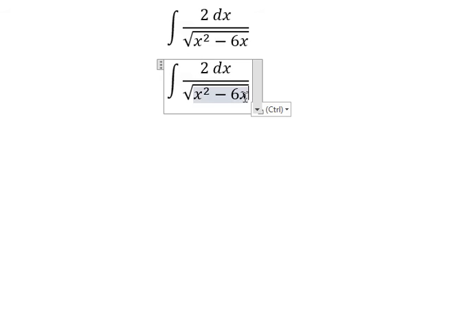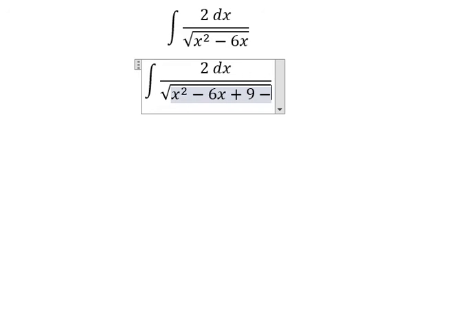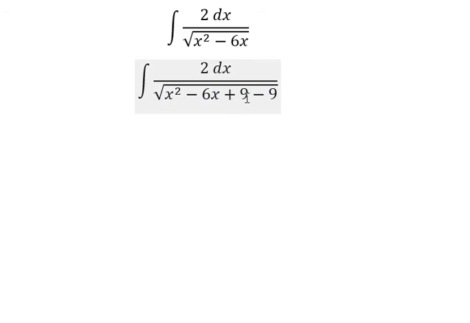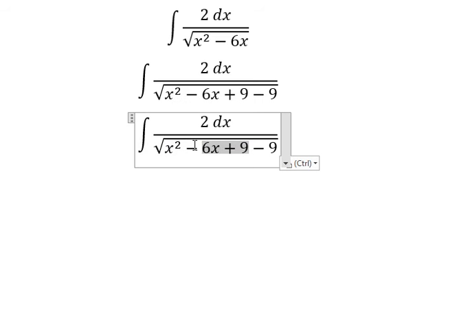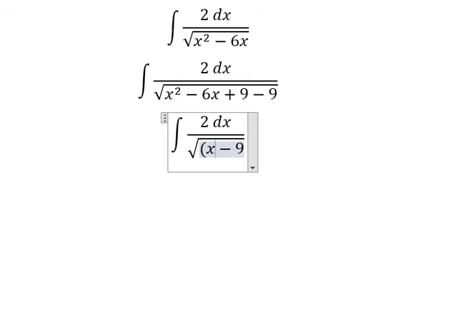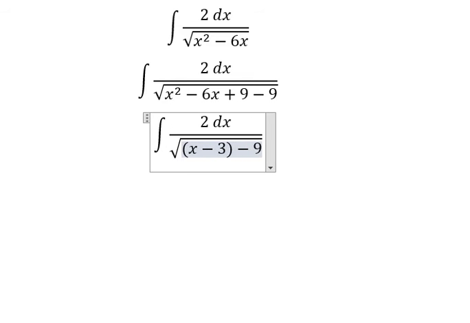I need to add about number 9 in here. Later we need to minus about number 9 because I want to create an identity in here. So this one should be s minus 3 to the power of 2.